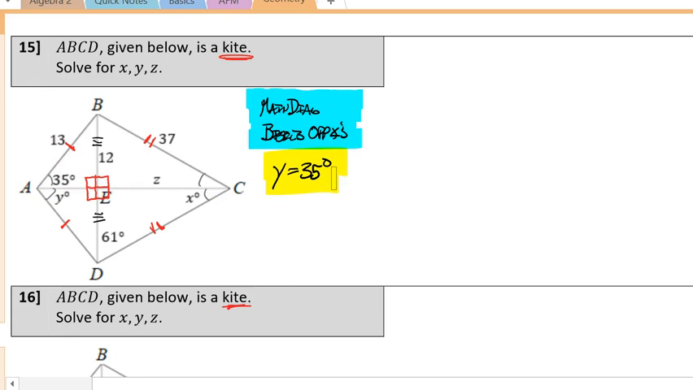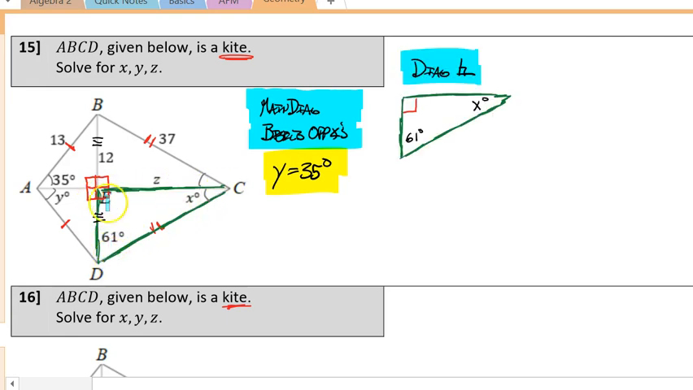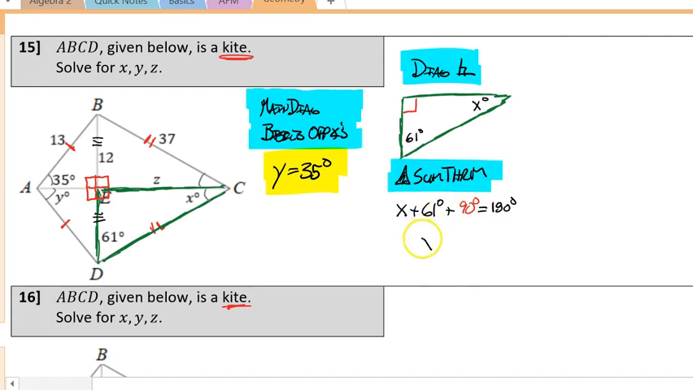Okay, well, how does that actually help me out? To solve the rest of them, we're going to use the idea that the diagonals are perpendicular to focus on this triangle that I'll highlight in green. We have a right triangle with 90 degrees, x, and 61 degrees, which I've drawn over here. Since the diagonal is perpendicular, it generates this triangle, which means that we can use the triangle sum theorem to help us solve for x. X plus 61 plus 90 equals 180, or x is equal to 29 degrees.